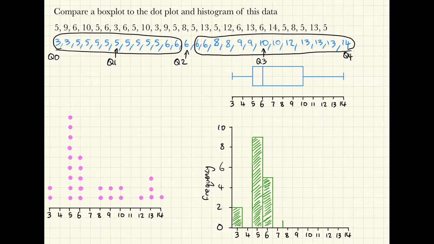And 8 occurred twice, 9 occurred twice, and 10 occurred twice. So let's do that. Whoops, let's use the straight edge. 8 occurred, oh, that's not twice, that's 3 times. 8 occurred 3 times, 9 occurred twice, and 10 occurred twice. So fill them in.